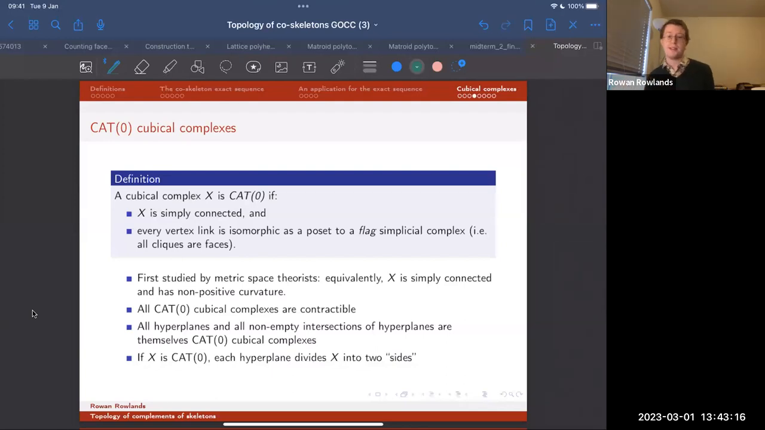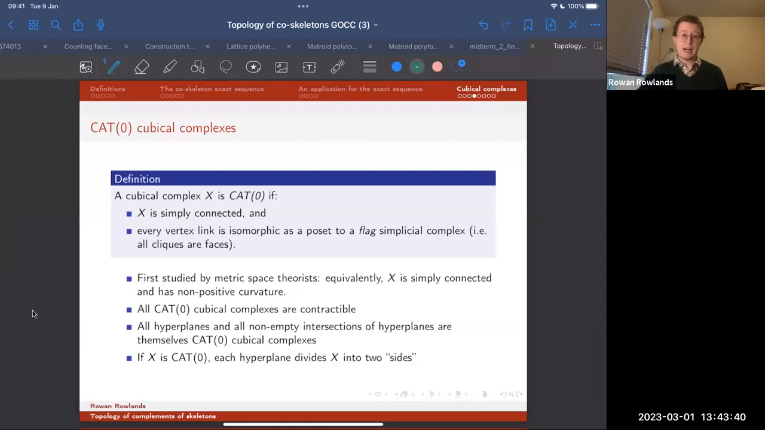by metric space theorists, also group theorists care about them a lot. There's certain families of groups that have natural actions on cat zero cubical complexes. And so studying the combinatorics or topology of a cat zero space can tell you useful information about the group that acts on it. So that's another reason why people care about cat zero cubical complexes.